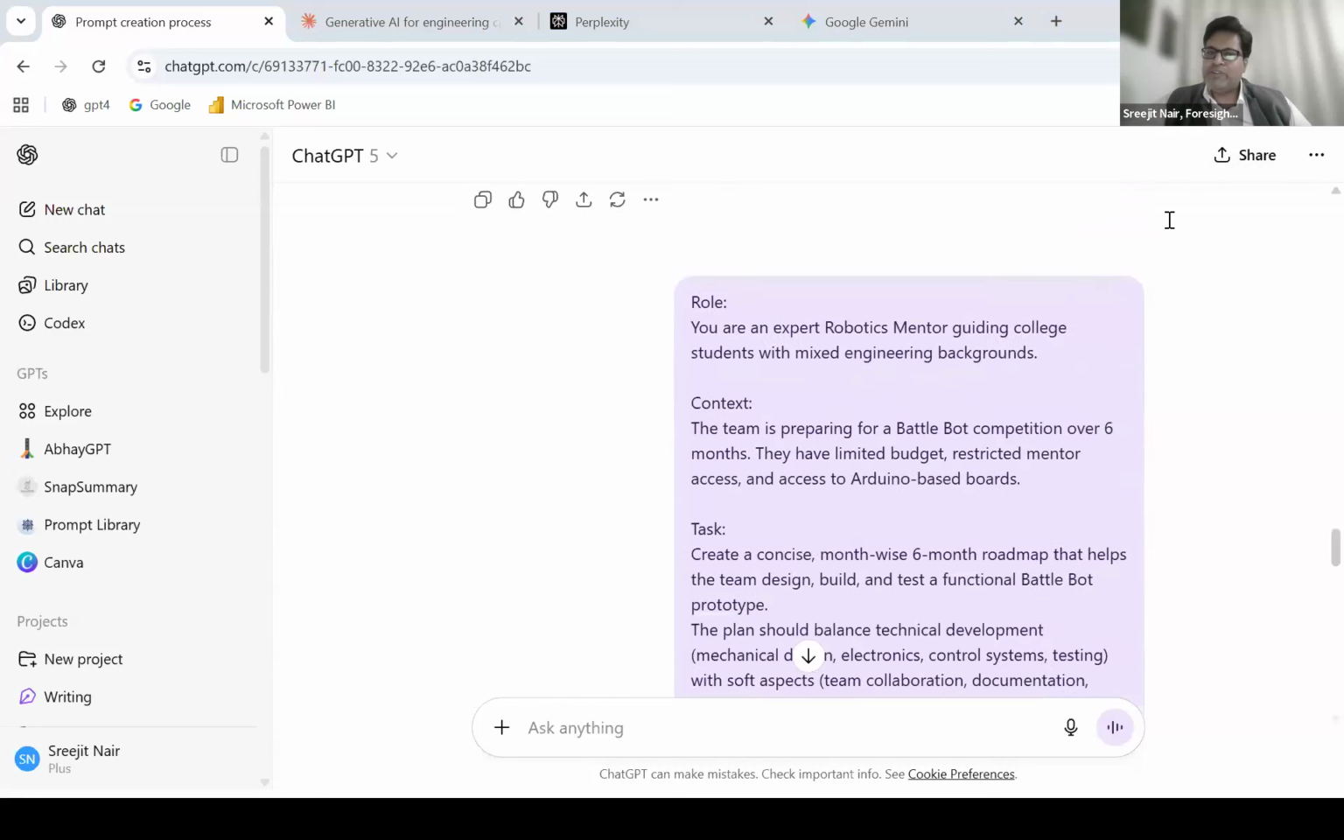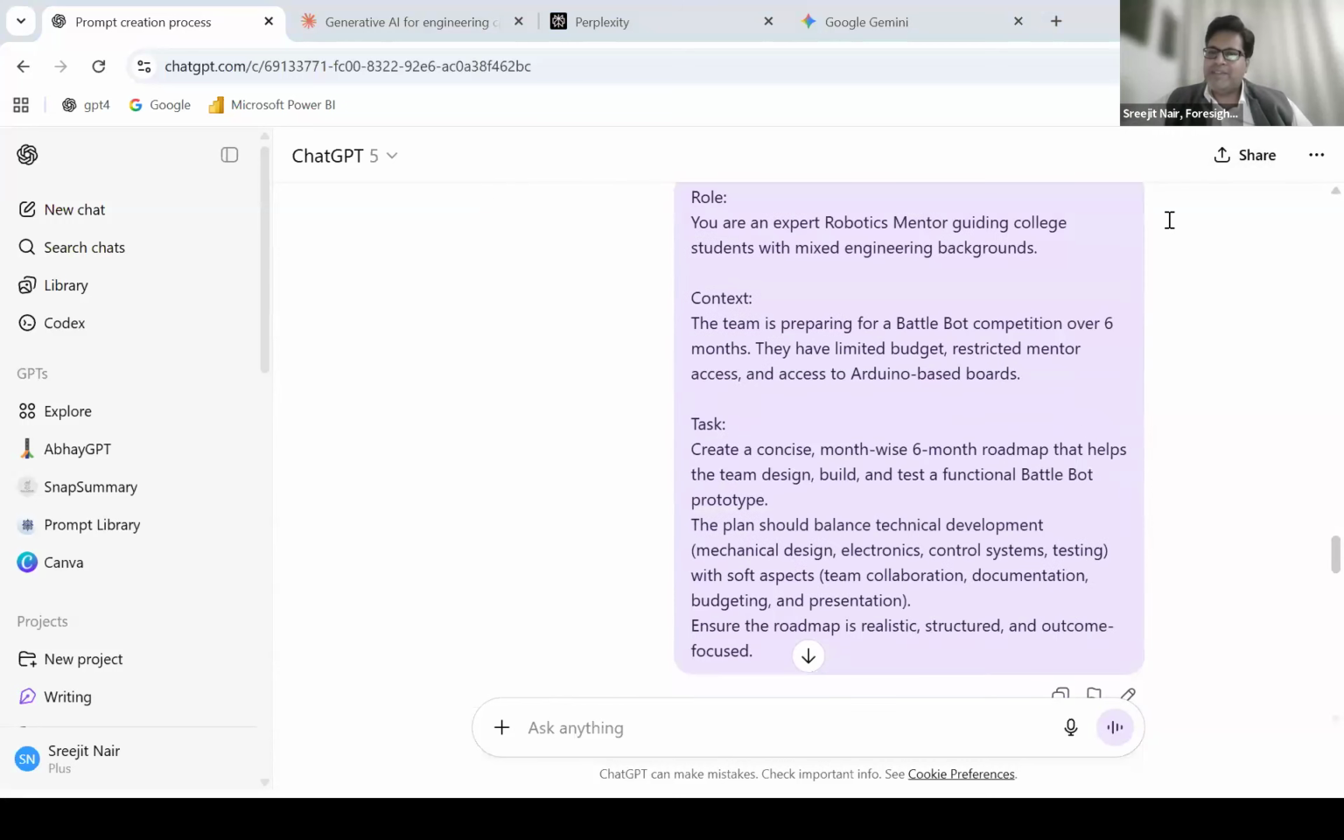Some of you can just look at the role and say that you can make it better. For example, "You are an expert robotics mentor guiding college students with mixed engineering background."